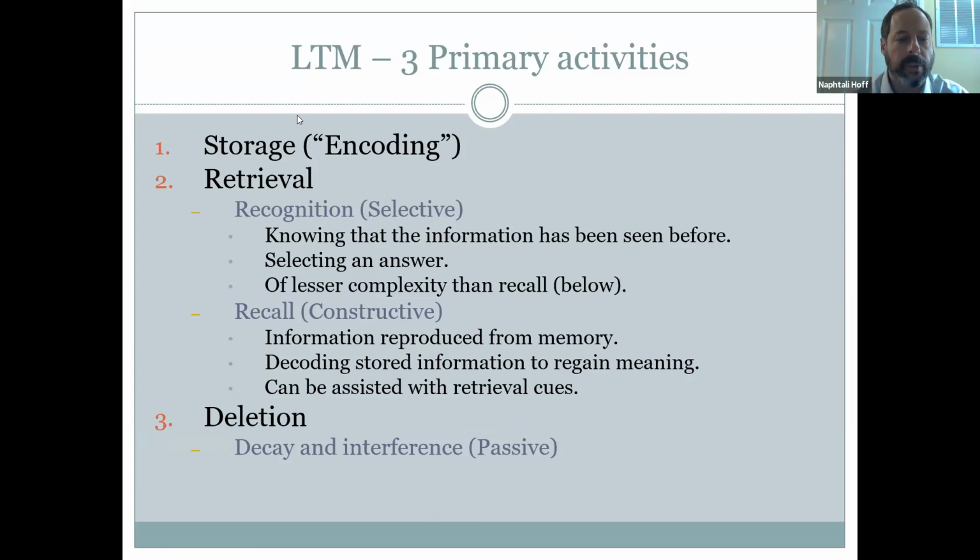Deleting is not really what you're focused on. That happens on its own. Anything that happens passively will be deleted. What we want to focus on is the storing, which we've already talked about. How do we encode it more deeply? And then how do we get students to retrieve it?